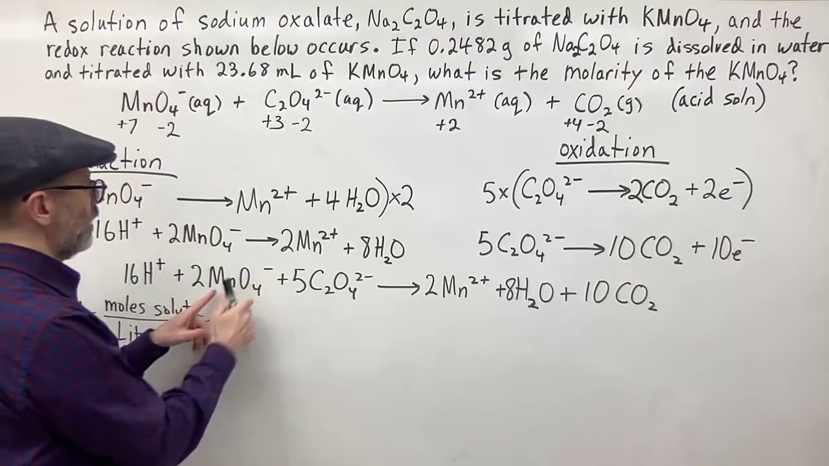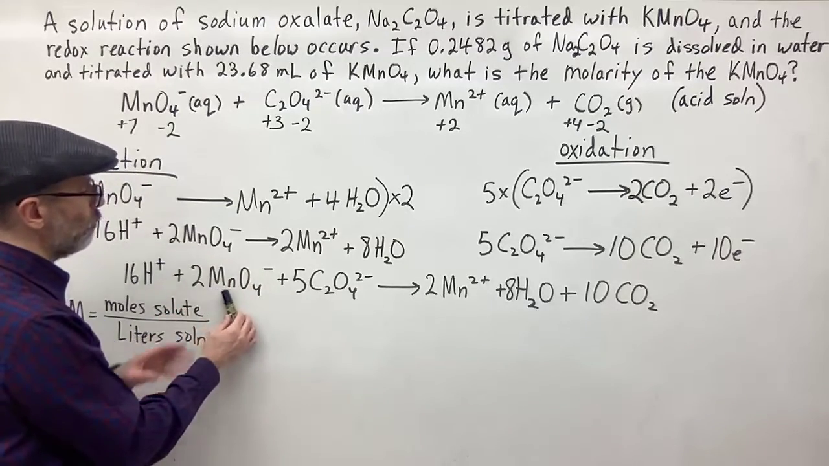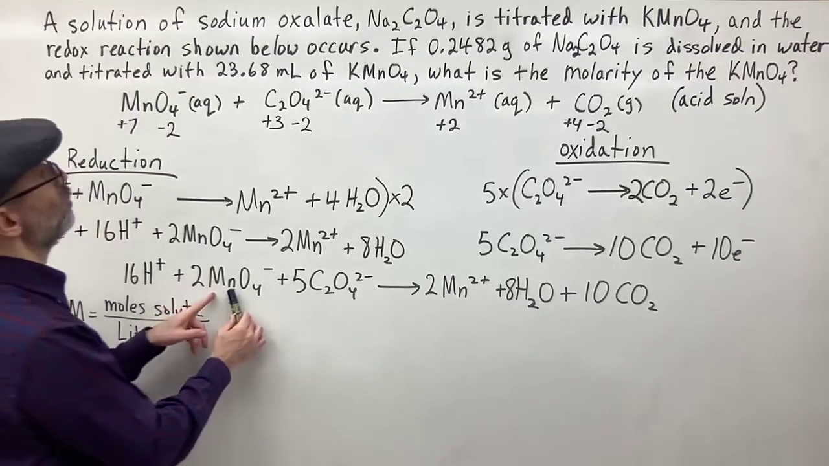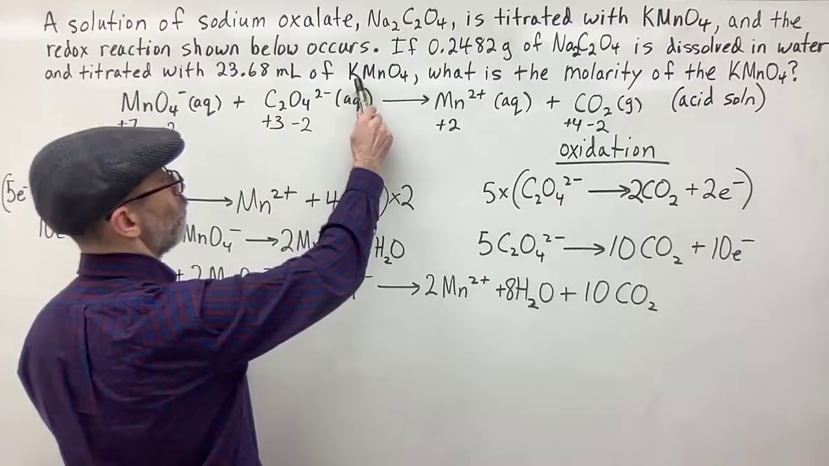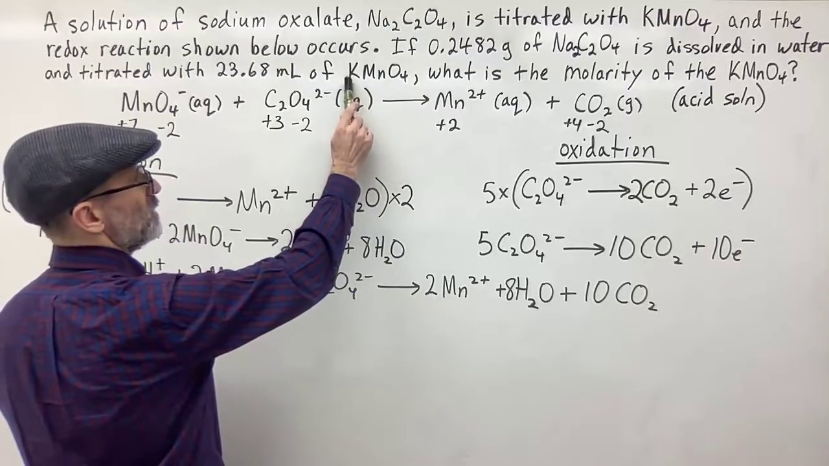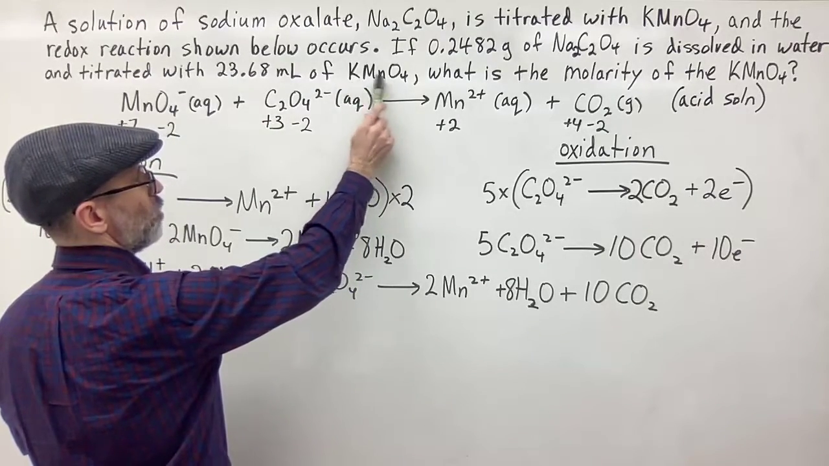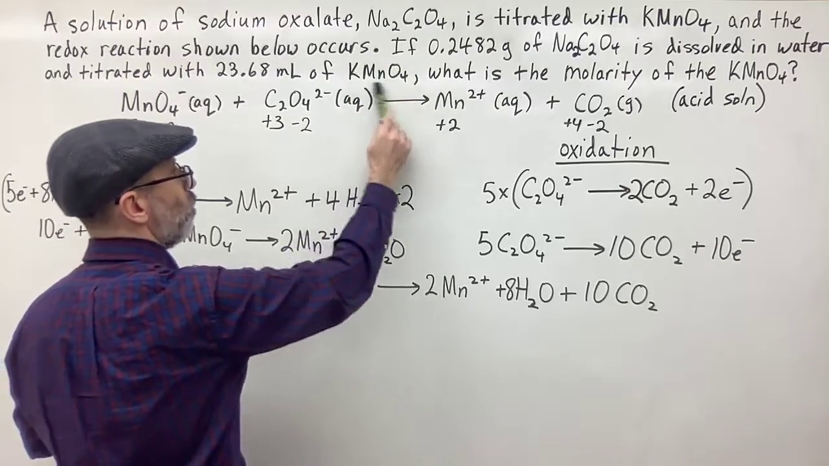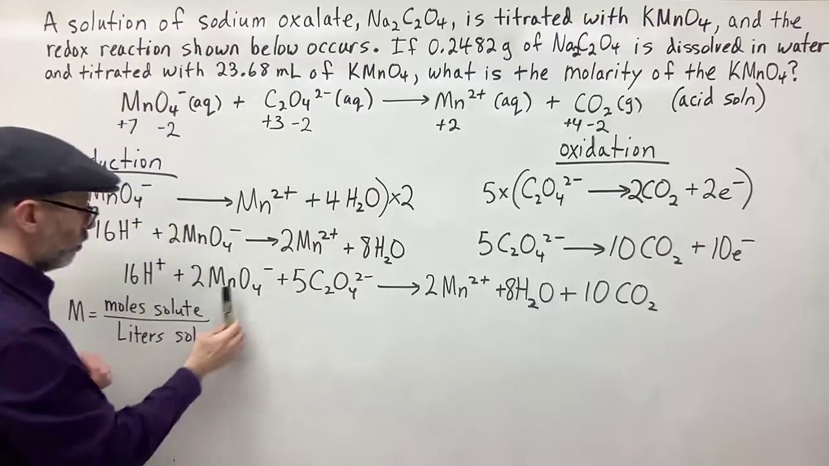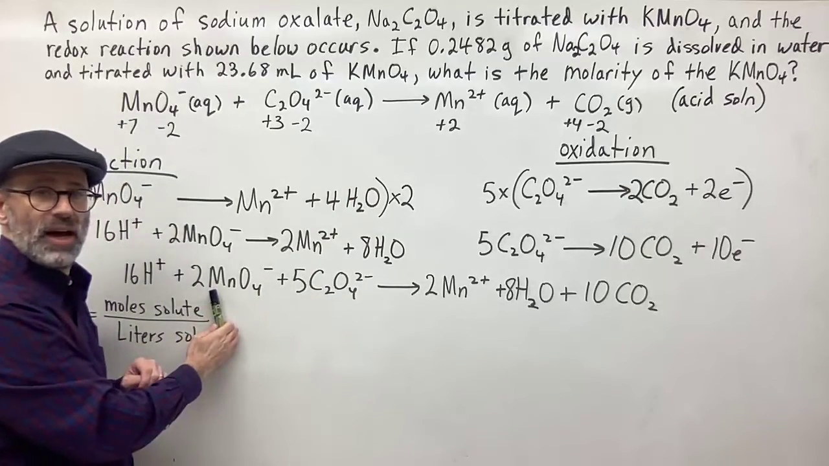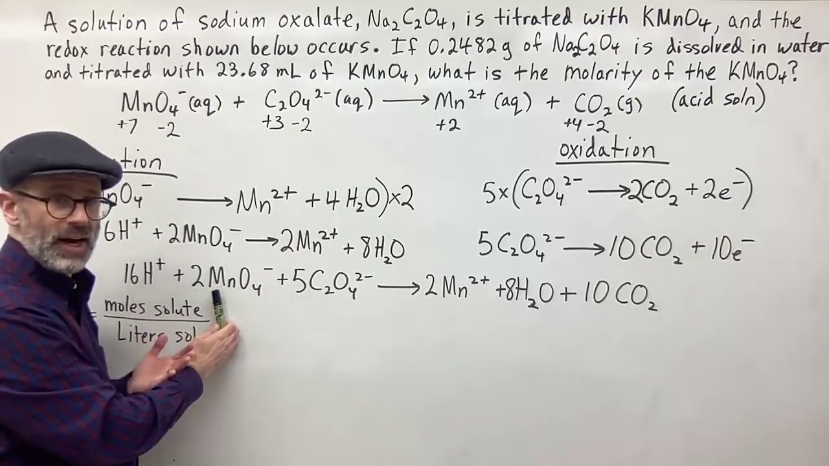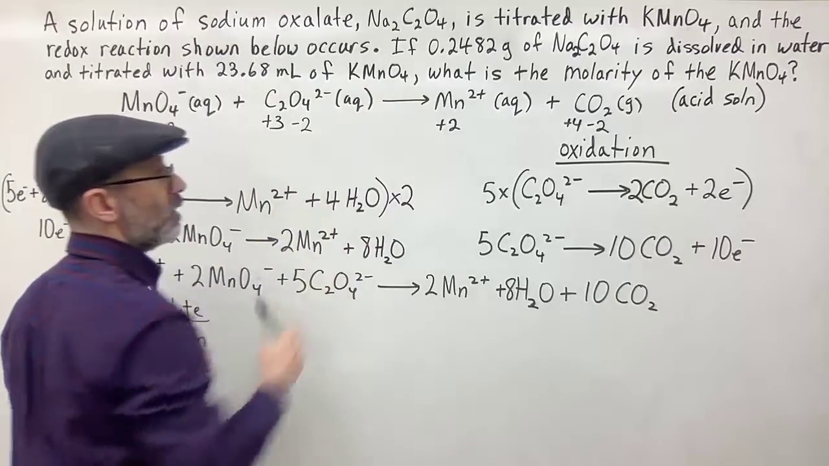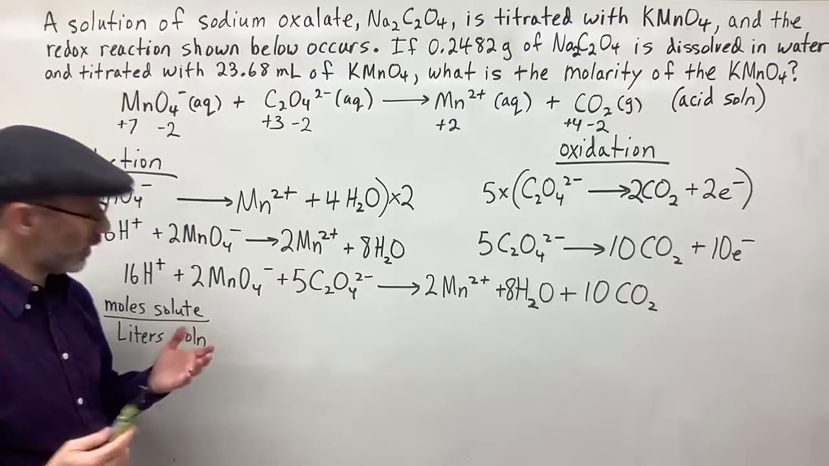But keep in mind that the moles of the MnO4 minus is equal to the moles of KMnO4, because potassium and the permanganate is a 1-to-1 ratio. So 1 mole of the whole gives us 1 mole of the MnO4. So if I find the moles of the MnO4 minus ion, it's going to be the same as the KMnO4 formula. So let's go ahead and do that.